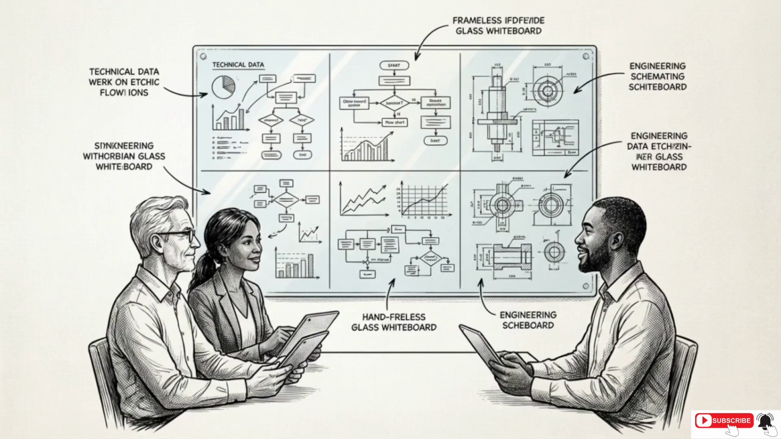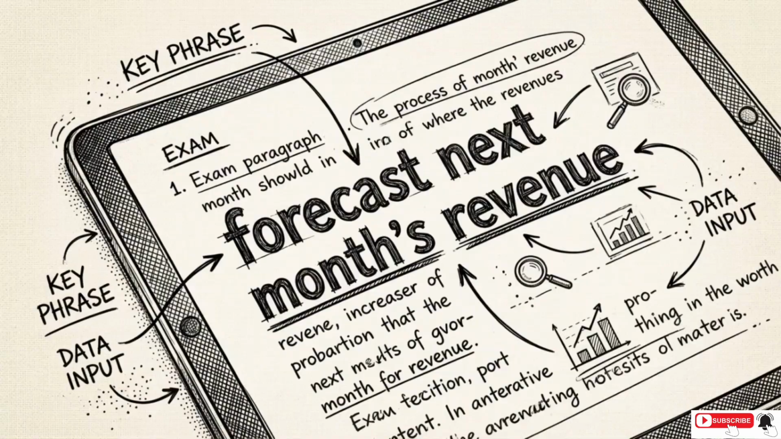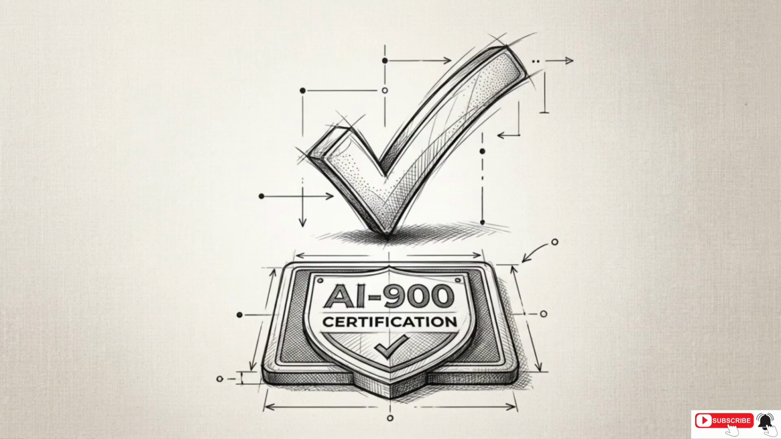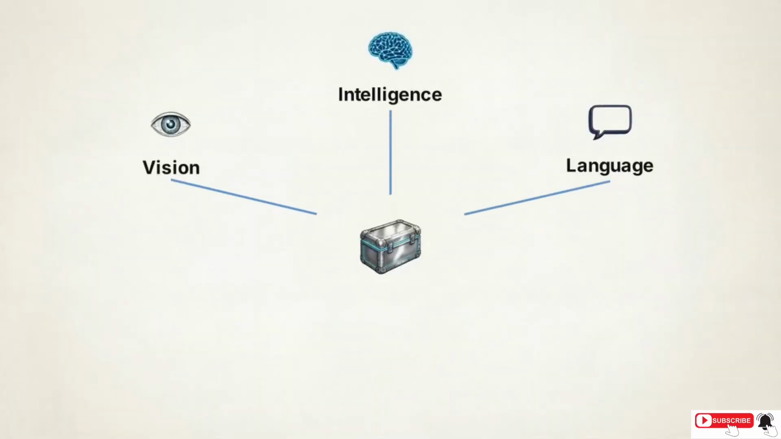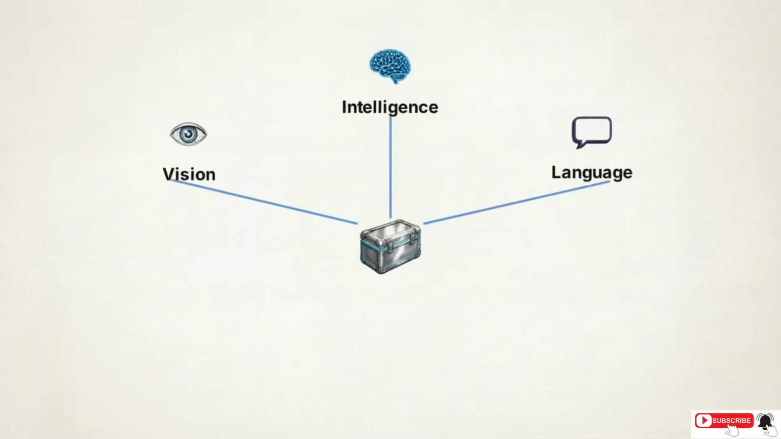The AI-900 exam will test your ability to hunt for these specific action words within a story. Focus on what the business is trying to achieve, and the correct workload will become clear. You now have the framework to match the right tool to any exam scenario. In our next video, we'll see how these workloads are implemented using Azure's specific AI services.